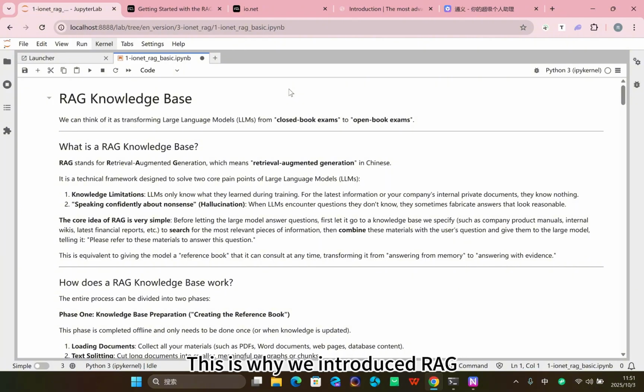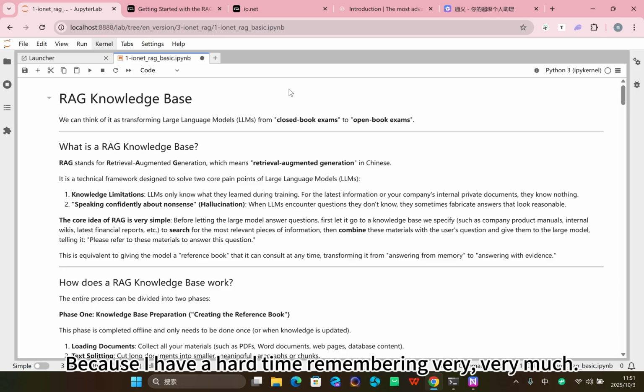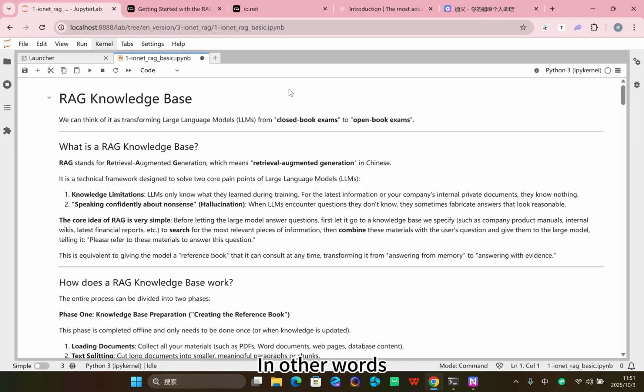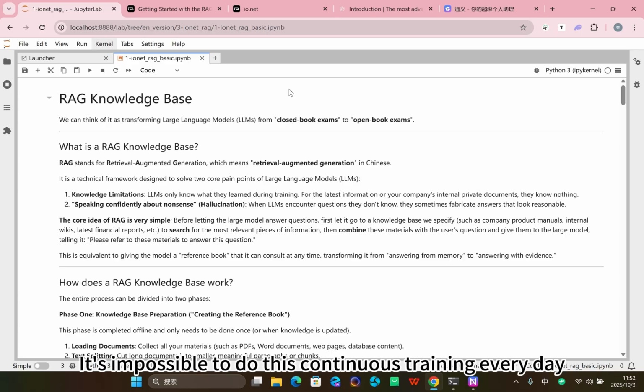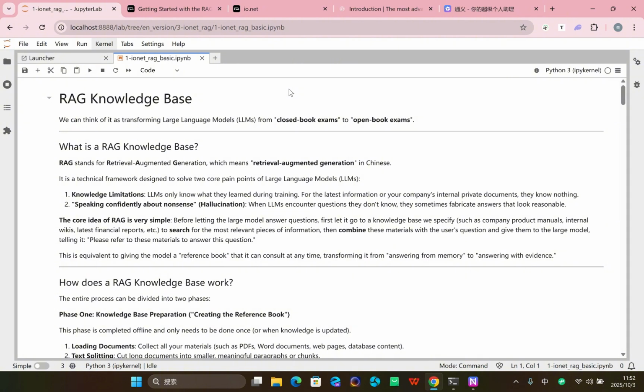This is why we introduced RAG, because the model has a hard time remembering very much, and some news is updated every day. It's impossible to do continuous training on the big model every day. So the RAG knowledge base was introduced. RAG actually stands for retrieval augmented generation.